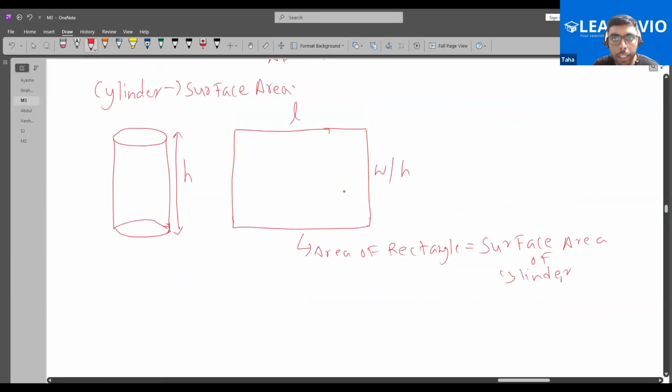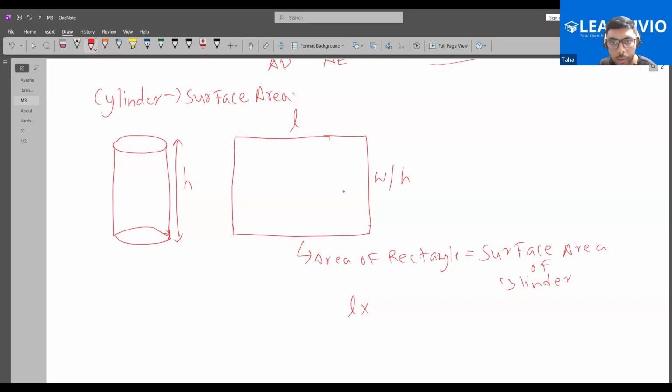So what is the area of a rectangle here? This is length into breadth, length into width, right? But when it is being wrapped onto a cylinder, the length and width are becoming two different things. The length is becoming the circumference of the circle, and the width is becoming the height of the cylinder, right? So the surface area of a cylinder would become the circumference of a circle into height.